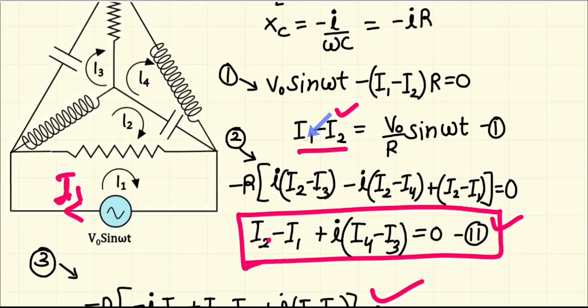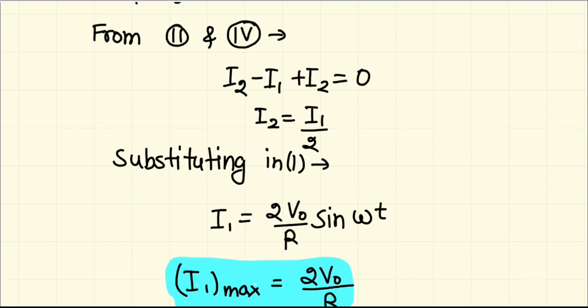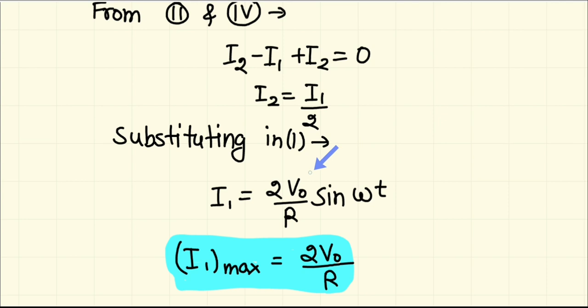So I'll substitute the value of I2 in equation number 1. I2 will be I1 by 2. So I1 minus I1 by 2 will be equal to this much. And so of course I1 will be equal to this much. Again, this is a sinusoidal function, and we can see here that the maximum value of current, or the current amplitude, is this much. So the maximum value of current will be 2V naught by R.